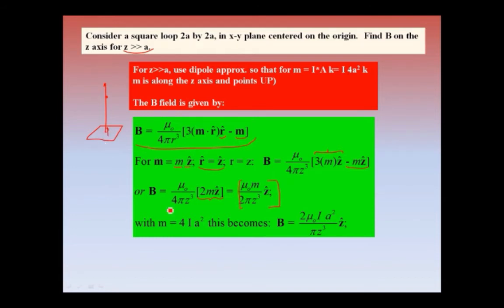So if we want, we can put in m in terms of the dimensions and currents that we're representing here. Remember, current I is in this direction if we want the dipole in this direction. Just substituting that in, we get this in terms of I and a, the side of the square.